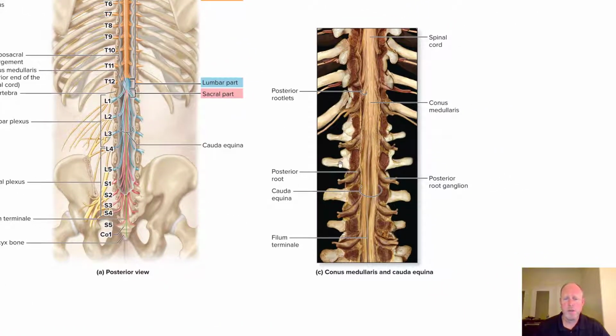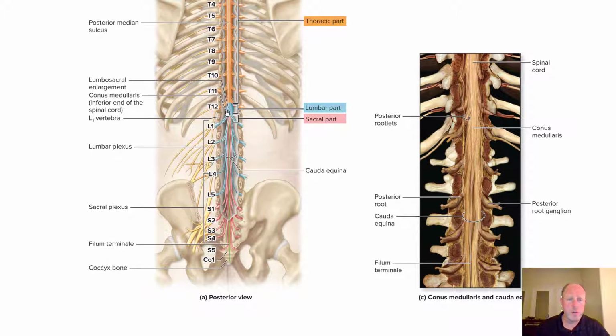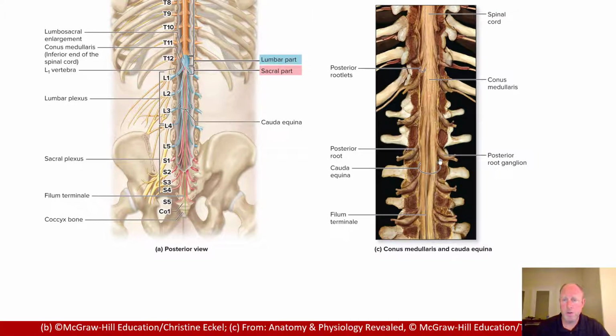And looking over here at the conus medullaris and the cauda equina, here's the spinal cord, and there are the posterior rootlets that are all protruding out. Conus medullaris here, we're taking a look, that's right here, basically right where the thoracic spine ends and the lumbar spine technically begins. In this adult spine, the spinal cord ends specifically here. And there's the posterior root here, posterior root ganglion here. We'll talk more about that. And there's the cauda equina, or equina, if you will, and filum terminale.